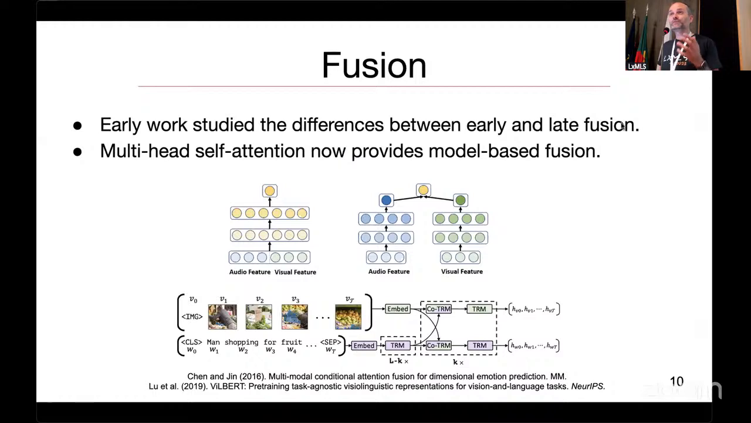In terms of the fusion of features, there was a lot of work on trying to develop either early fusion or late fusion architectures. What we actually have now is what I would call model-based fusion, where we feed all of the data into a transformer and we ask multi-head self-attention to resolve all of the different ambiguities and to throw away inputs that are not useful.